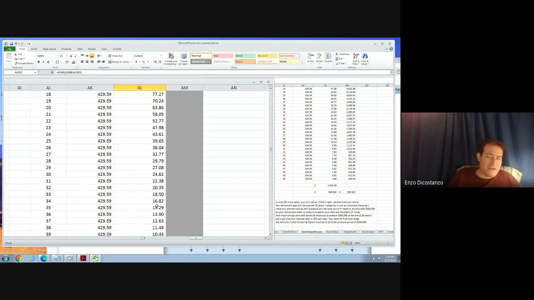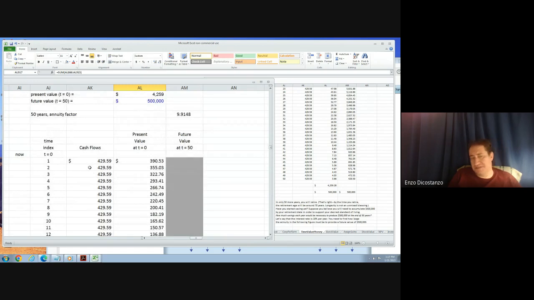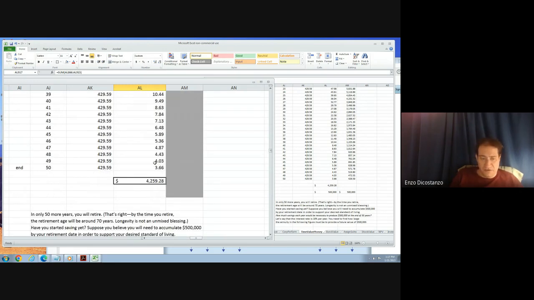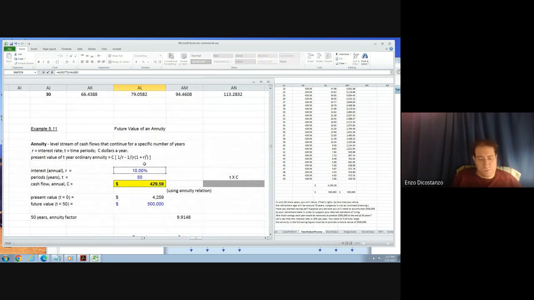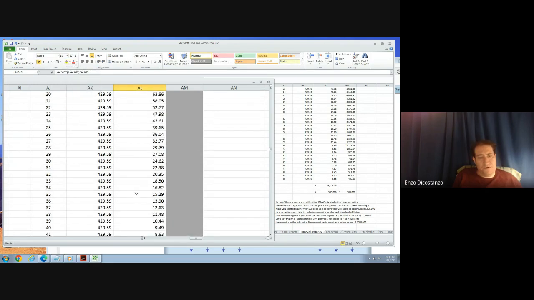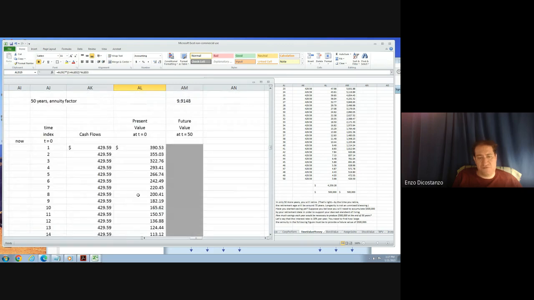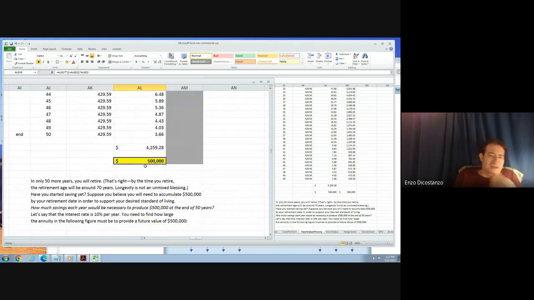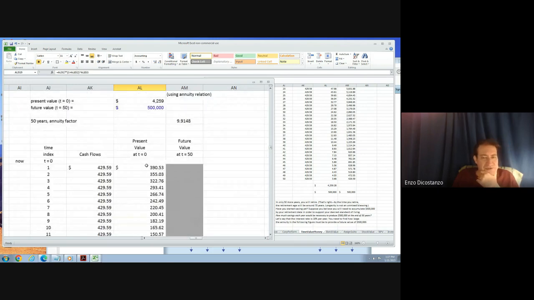Now if you look at this, the present value of all of these cash flows at T0 is 4,259. We want to project these 50 years out, which is 50. Yeah, there's your 500,000. And that's your answer. Your answer is 429. And again, I like this better because you can look at it, and we'll also extend all of these.